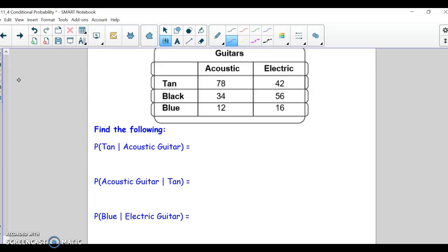Now we're going to go back to the guitar ones, and these are all conditional probabilities, and I would pause the video and give it a shot. If you really are struggling, maybe you could watch the first one and then pause. But give it a shot before continuing.